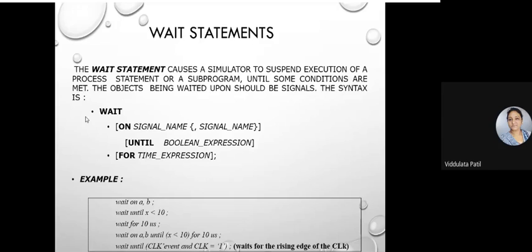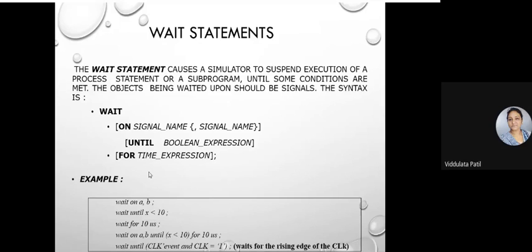That is the condition when we are using the wait statement. And then the syntax for this is wait on. Now here, this is the keyword that we can use. Wait on, then a signal name could be used. So that means if certain signals come, then only the next statement could be executed, or we can have the statement like wait until a certain boolean expression is fulfilled, or we can wait for a time expression, that means for a certain time period we can wait.